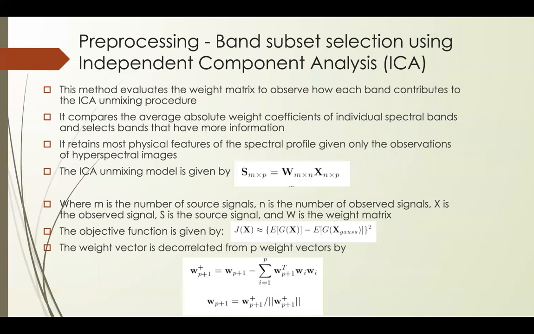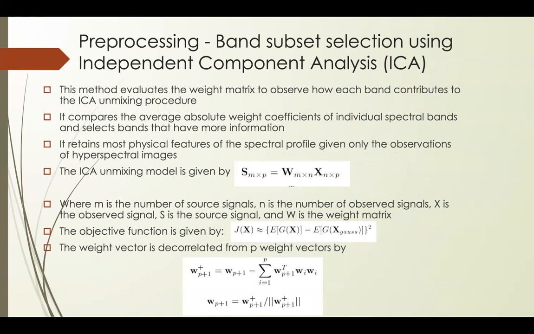For pre-processing, band subset selection was conducted using independent components analysis, or ICA. This method evaluates the weight matrix to observe how each band contributes to the ICA unmixing procedure. First, it compares the average absolute weight coefficients of individual spectral bands and selects bands that have more information. Then, it retains most physical features of the spectral profile, given only the observations of the hyperspectral images.